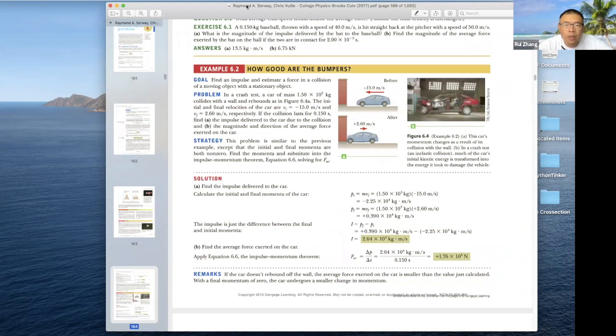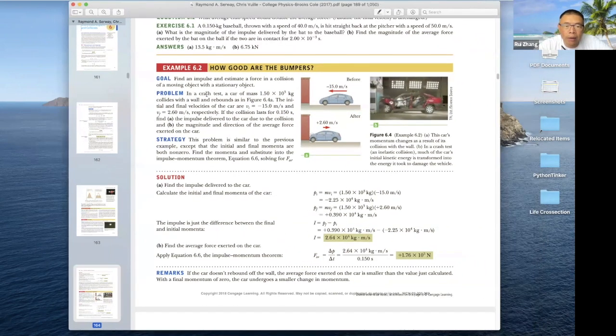Okay, so this is the collision test example. Let's use that example here. In this example, what is given is basically in this picture. You have a car with mass of 1.5 times 10 to the third kilogram, making a collision into a wall and then rebounding. The initial velocity before the collision is negative 15 meter per second, and the final velocity after collision is 2.6 meter per second. It also tells you that the collision process itself lasts 0.15 seconds. It asks what is the impulse on the car due to collision, and then the magnitude and direction of the force on the car.